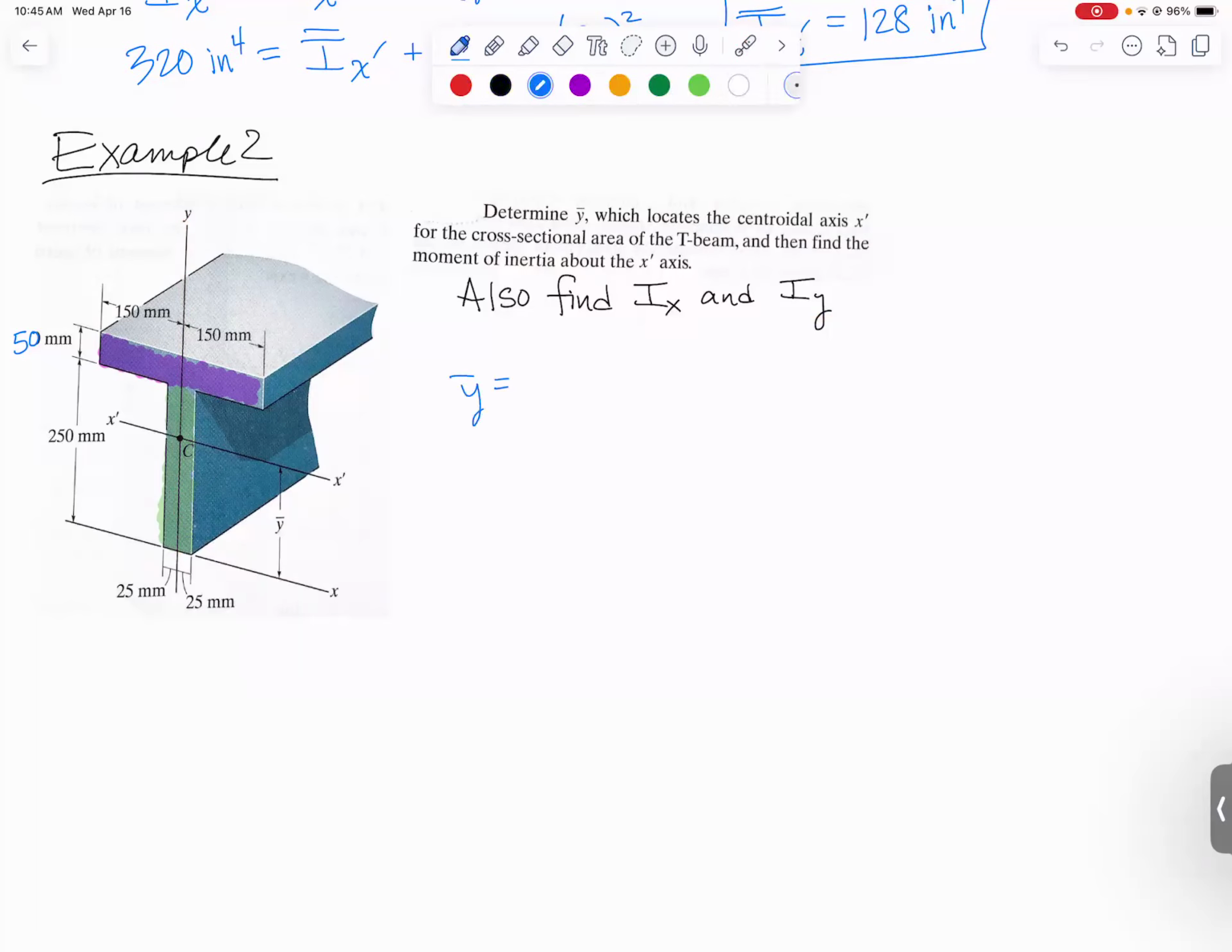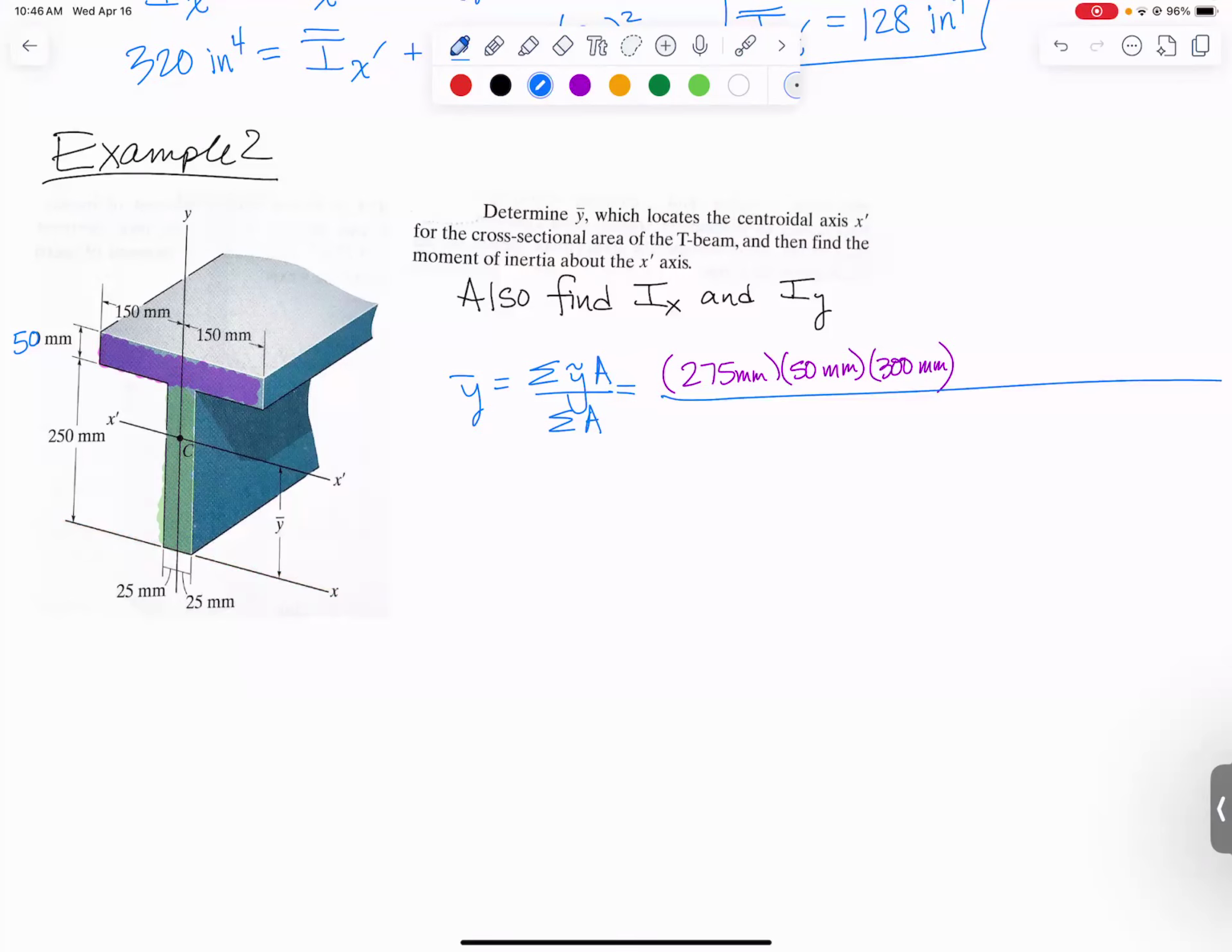So y bar is the sum of the y tildes times each area divided by the sum of the areas. We only have 2 shapes. So that first shape is the purple shape. We need to find its centroid. Well, the rectangle is 50 tall, so the centroid would be 25 from the top. We don't want it from the top, we want it from the x-axis down here. So I got to come up 250 plus another 25. That should be 275 millimeters. And then the area will be 50 times, it looks like it's 300 millimeters wide. So on the bottom of my fraction, I put just the area part, 50 times 300.